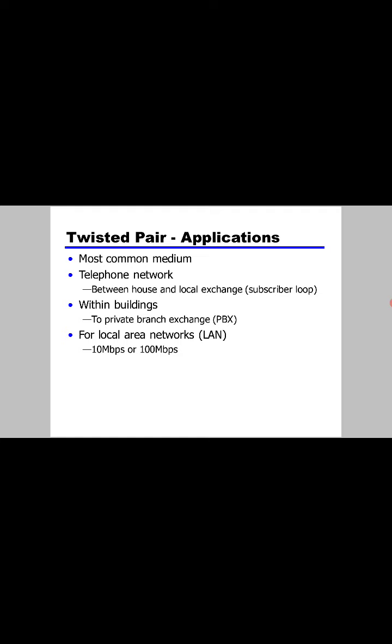It means ordinary cables or twisted cables like network cables, internet cables, or cable TV cables. All of these are twisted cable pairs. What is the most common medium? It is the most common and cheapest medium used in general, like a telephone network between house and local exchange. Within buildings, they are generally installed to provide branch exchange for local area networks in twisted pairs. Generally, LANs means local area networks.